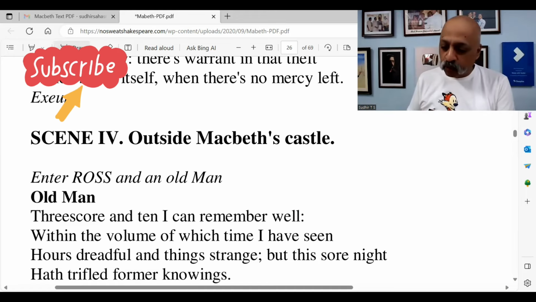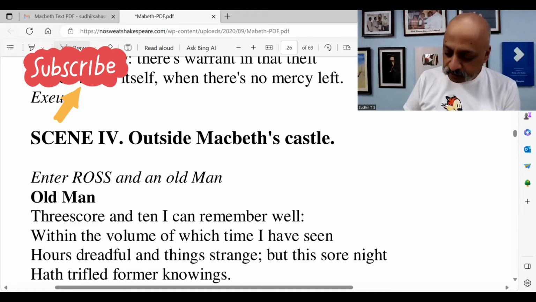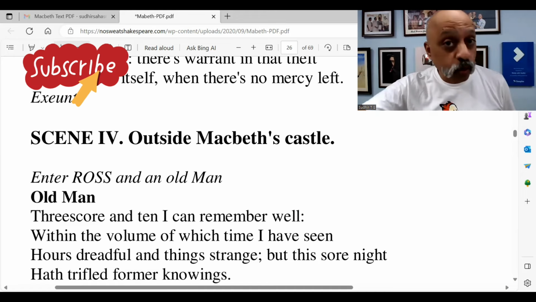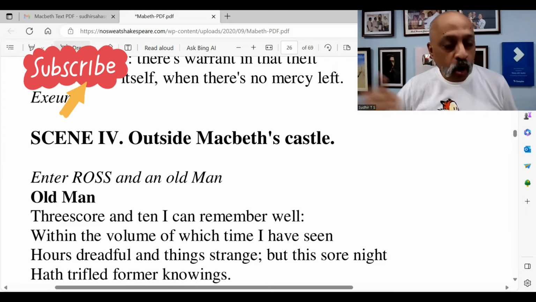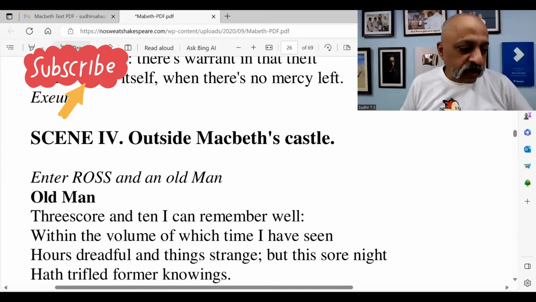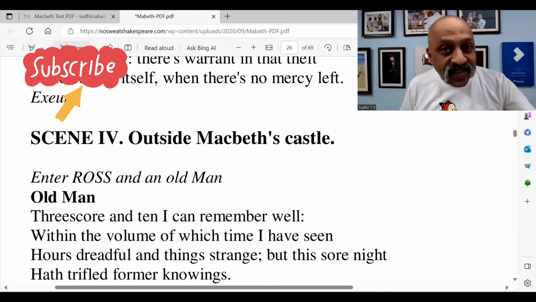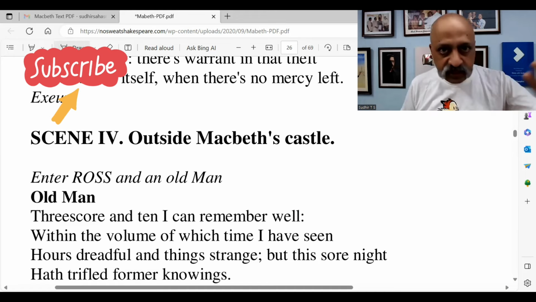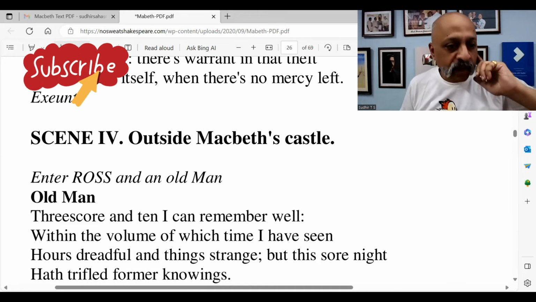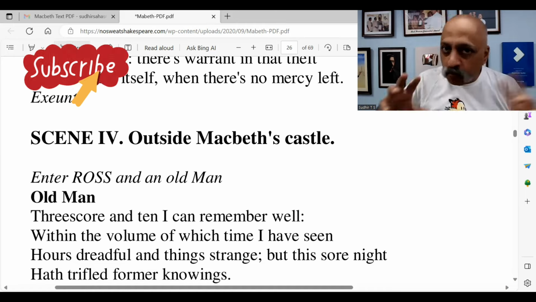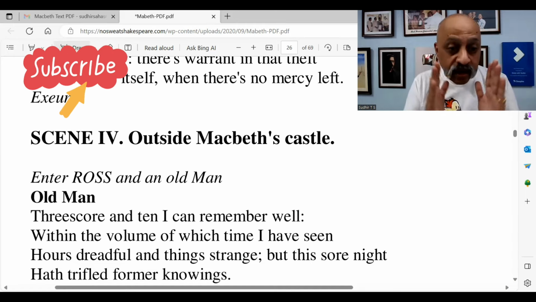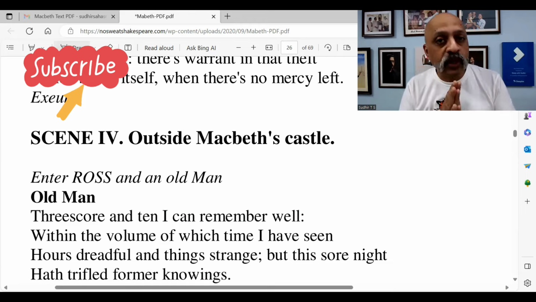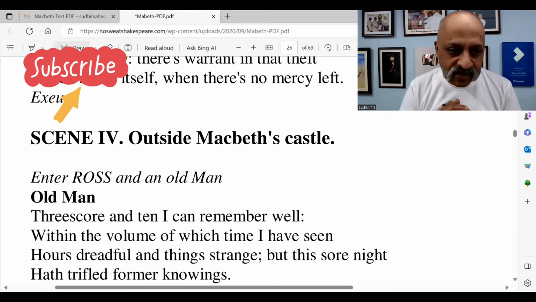Act 2, scene 4. Humne jo bhi action Macbeth ke castle ke andar ho raha tha, uske bare mein to humne puri tarah se pad liya hai, scene 1, scene 2 aur scene 3 mein. This particular scene takes place outside Macbeth's castle, right? It's a distance away from Macbeth's castle. And yahan par mukhya patra koi bhi nahi hai. Macbeth, Lady Macbeth, Banquo wagara nahi hai. Ross is there along with an old man and later on Macduff makes his entry.